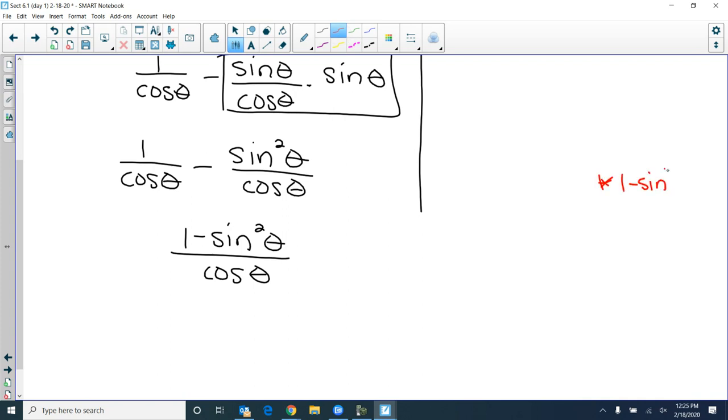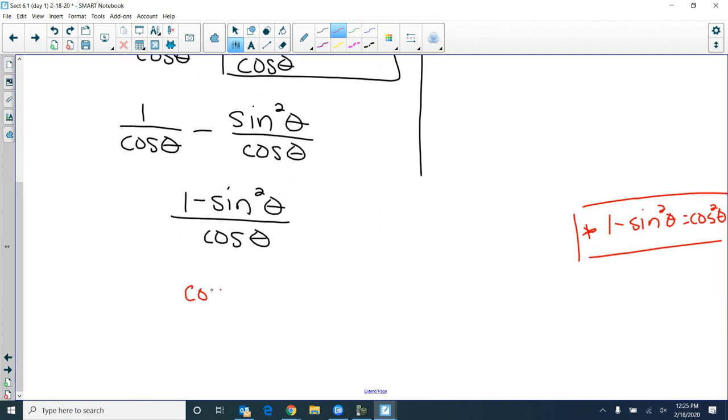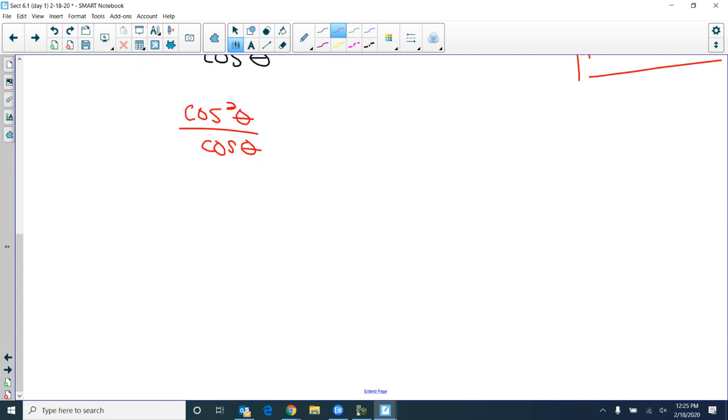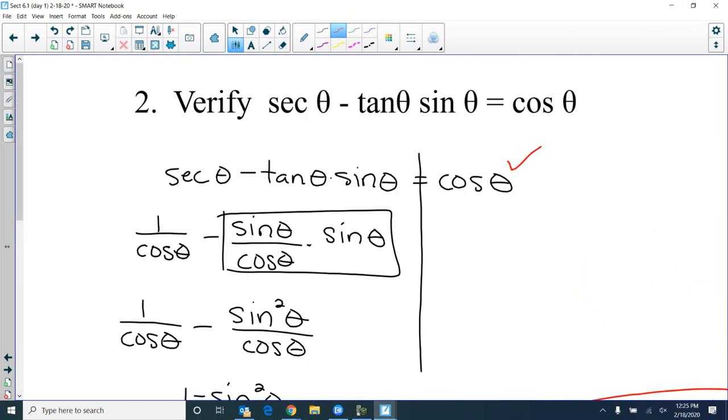1 minus sine squared theta is going to equal cosine squared. And you don't have to write this little fact over here. This is just since we haven't done this a whole lot. You just have to make sure each step is mathematically valid. Well, 1 minus sine squared, I can replace that with cosine squared. And then the denominator is cosine, so that just cancels. It's like x squared over x, and then that's just cosine of theta. So that's the left-hand side, that's the right-hand side.